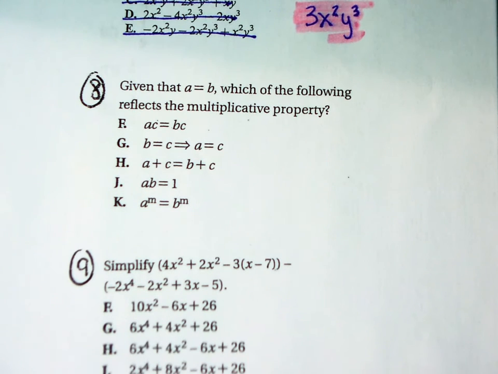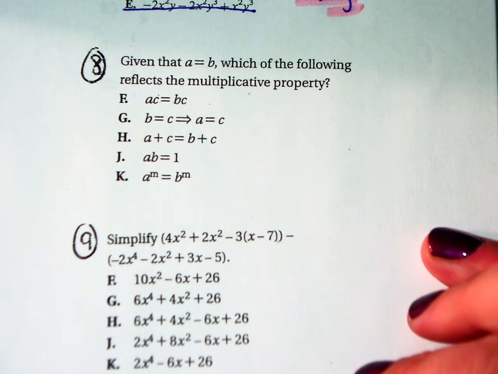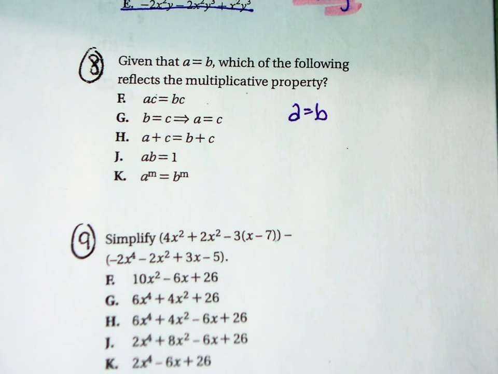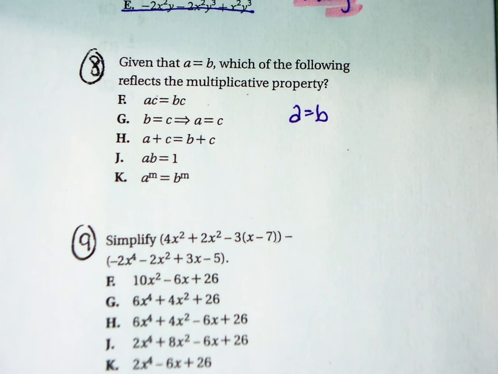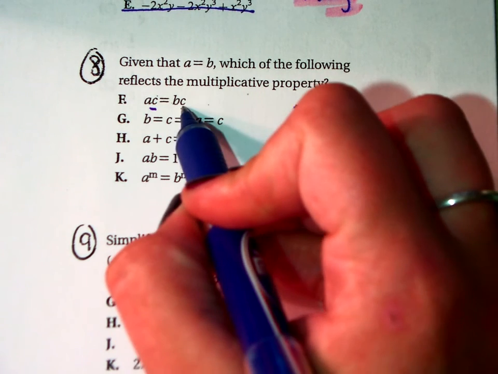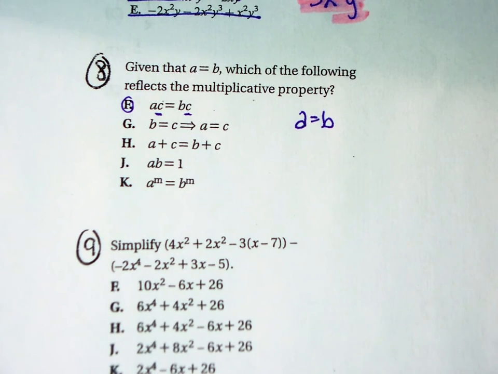All right, number 8. Given that A equals B, which of the following reflects the multiplicative properties? So we talked about GEMA today. Multiplicative means multiply. So I'm starting with A equals B. I want to know which one shows me multiplying. Which one shows me multiplying? So I should know that when I write multiplying values, I can write the letters side by side, which is important. So looking at F, I see that C is being multiplied to B and to A. So it's F. Don't overcomplicate the properties.